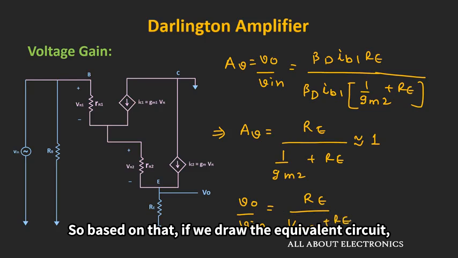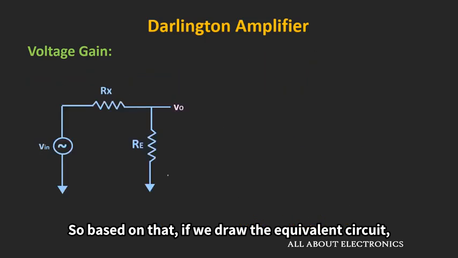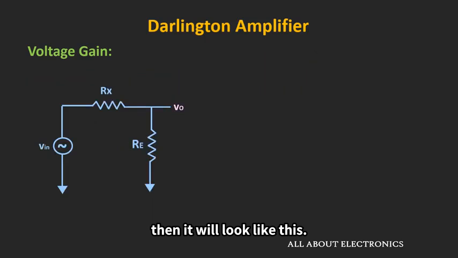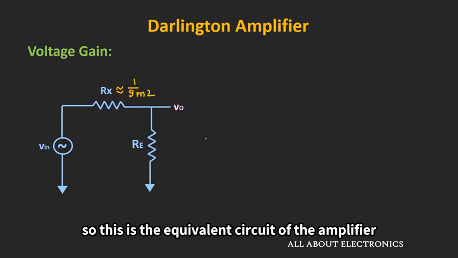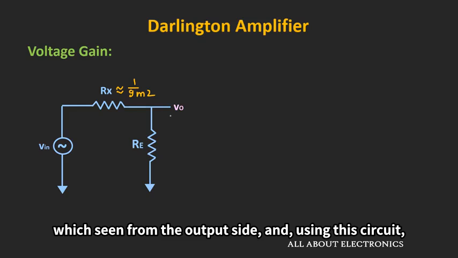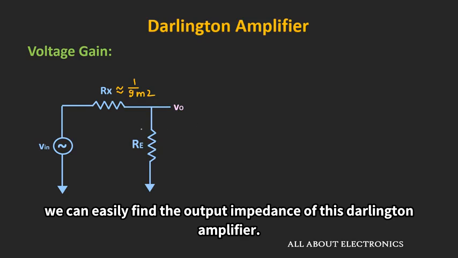So based on that, if we draw the equivalent circuit, then it will look like this, where this Rx is approximately equal to 1 over gm2. So this is the equivalent circuit of the amplifier which is seen from the output side. And using this circuit, we can easily find the output impedance of this Darlington amplifier.